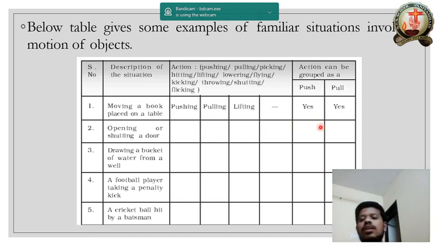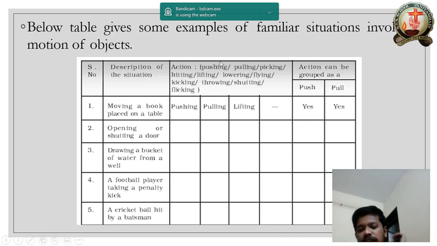So can we group these into push and pull? Yes, you can also group this situation as push as well, and also you can pull the door. Okay. The third one, drawing a bucket of water from a well. Drawing a bucket of water means, if you want to take the water from the well, what you are trying to do, you are trying to pull the bucket.